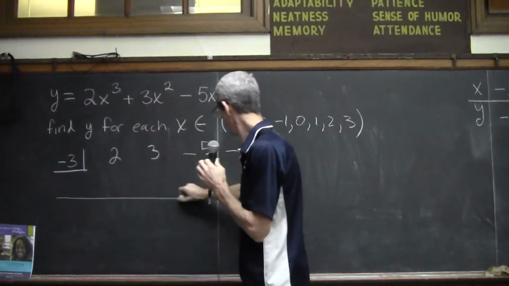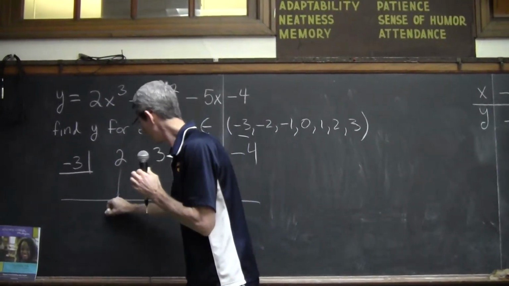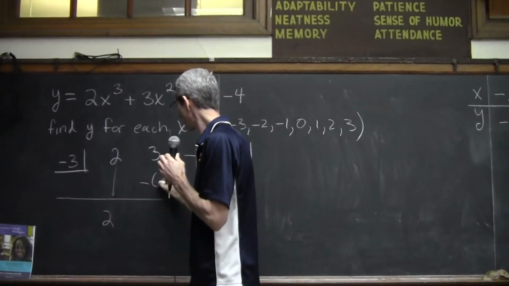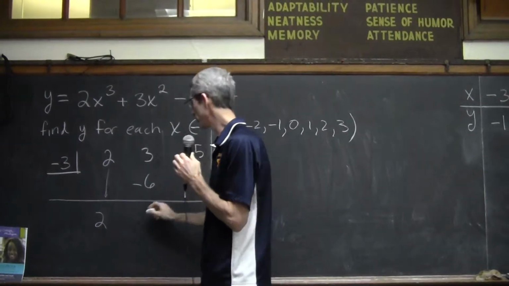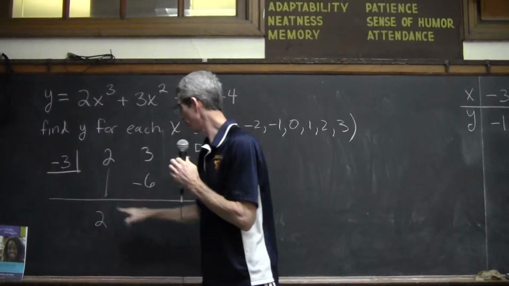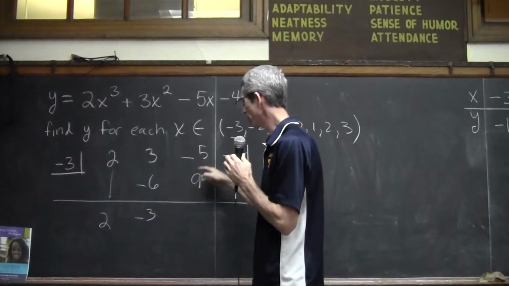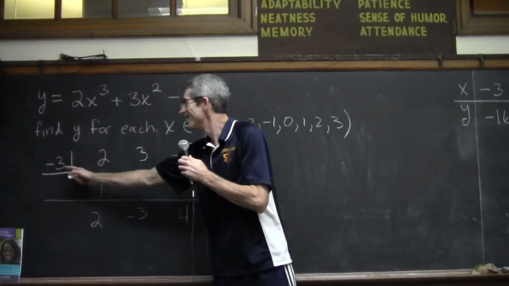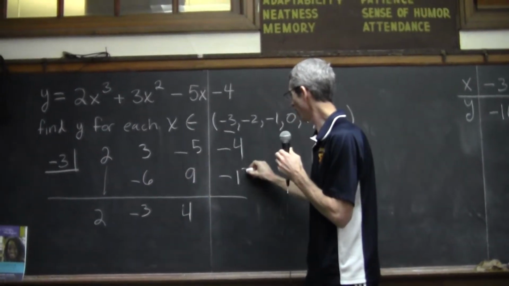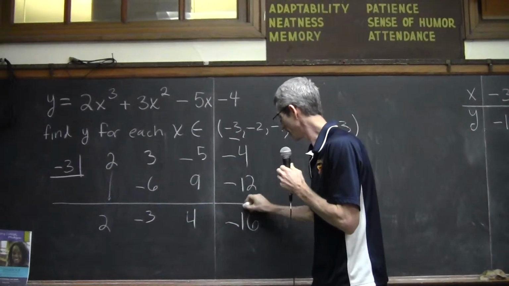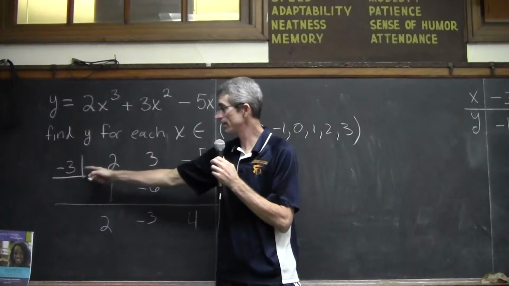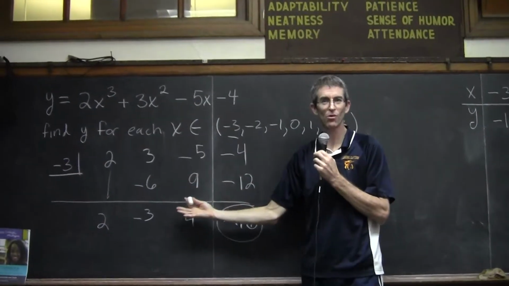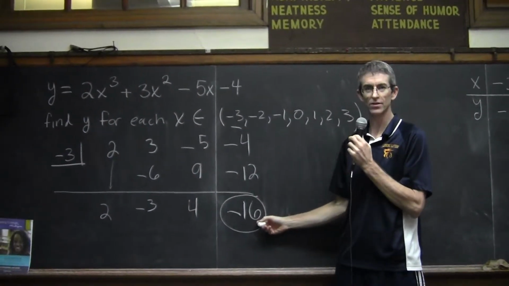Draw your line, drop that one down, and then you begin the process of multiplying. Negative 3 times 2 is negative 6. 3 and negative 6, just combine those two: negative 3. Negative 3 times negative 3 is positive 9. Combine those two, get 4. You guys are checking my math. Negative 3 times 4 is negative 12. Combine, negative 16. So in other words, when x is negative 3, if you were to plug it in and do all that math, this is a shorter way of doing that, and you get y is negative 16.